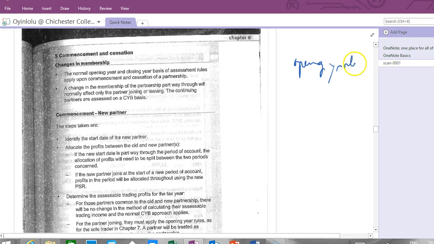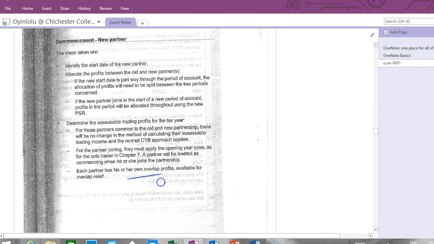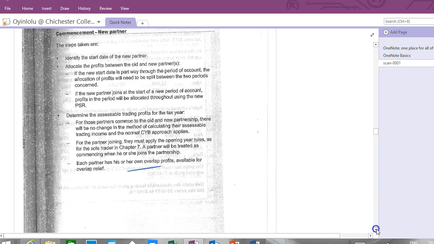The opening year rules will apply to anyone joining this business, right? So do everything as normal, of course, and then we just have to ask the question: well, when did this new person join? Because they will have a different scenario to the existing partners, won't they? Right? So let's look at an example. Each partner will just be treated differently when it comes to calculating the profits for the tax year, if you like.